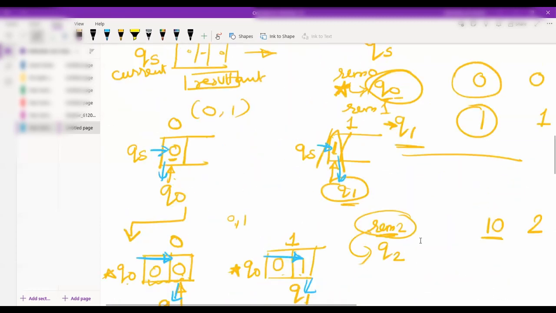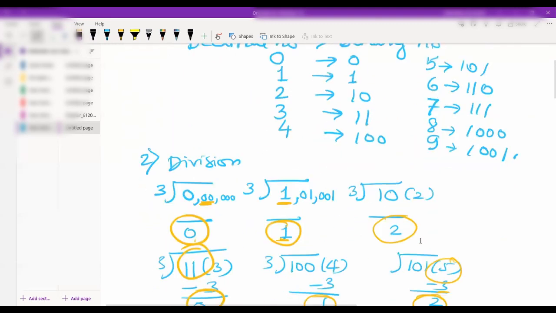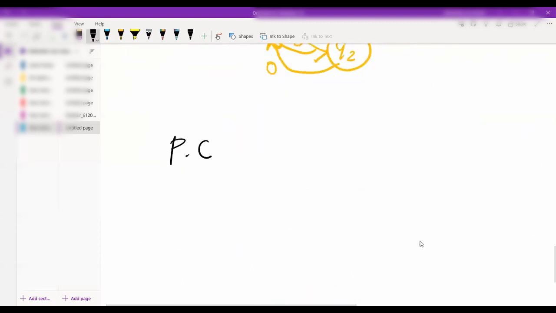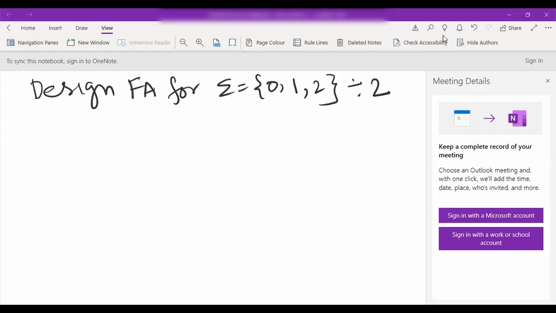Now we have designed finite automata for divisibility by 2 and 3 for the binary number system. So your practice question is: you have to design an FA for sigma equal to 0, 1 divisible by 4. That is your practice question. Today's question is, we have to design finite automata for sigma equal to 0, 1, 2 divisible by 2.